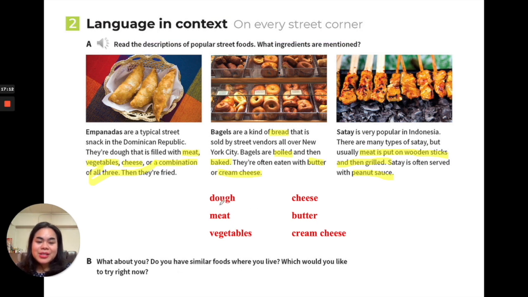Okay, so these are the answers. Dough, meat, vegetables, cheese, butter, and cream cheese. These are all what we call ingredients. Ingredients, something we put in the food to make that dish.